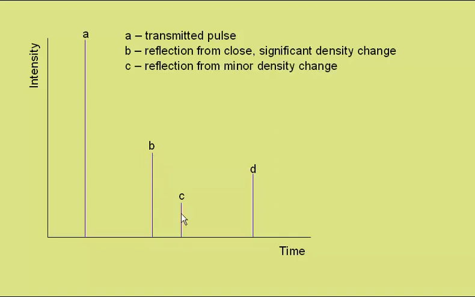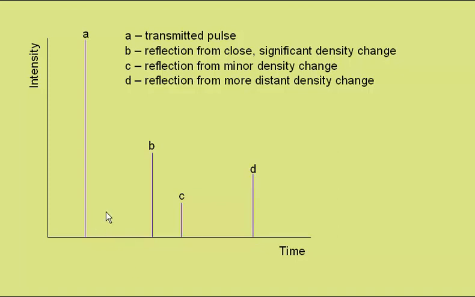Pulse C here is a reflection from a more minor density change, deeper within the body. Less energy has been returned. And pulse D, a reflection from a more distant, as it's taken longer, significant density change. A large amount of energy has been returned.